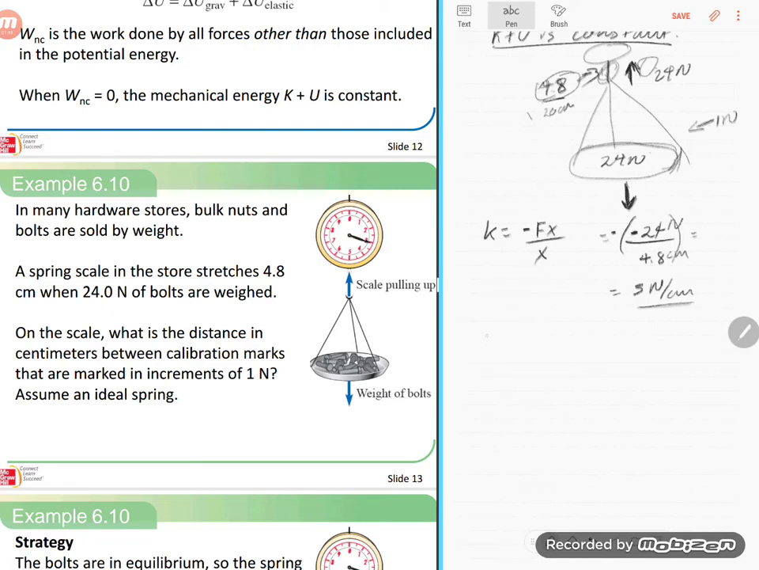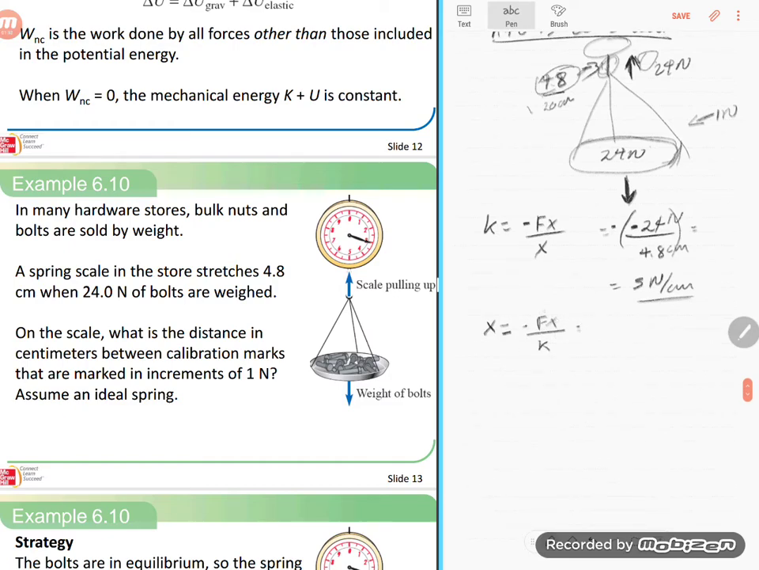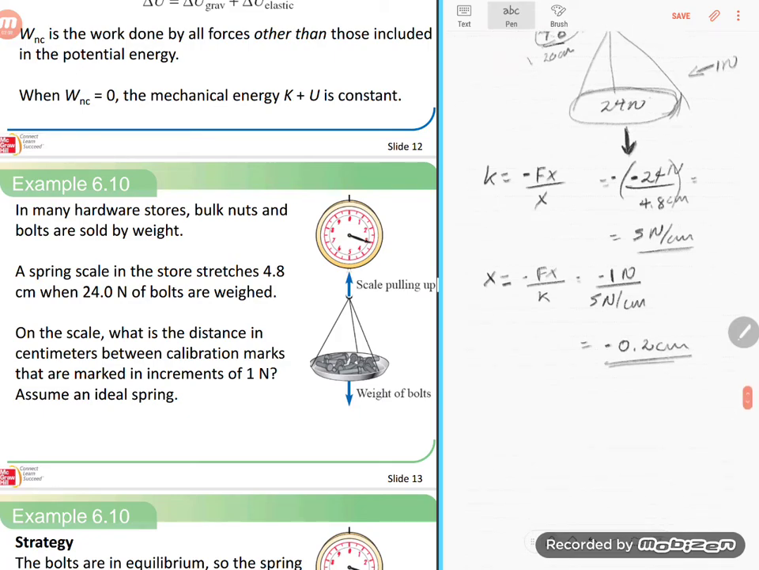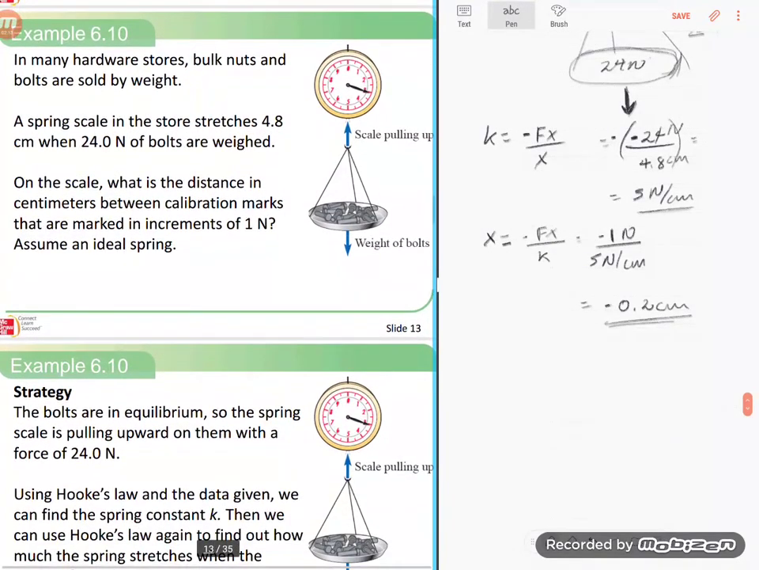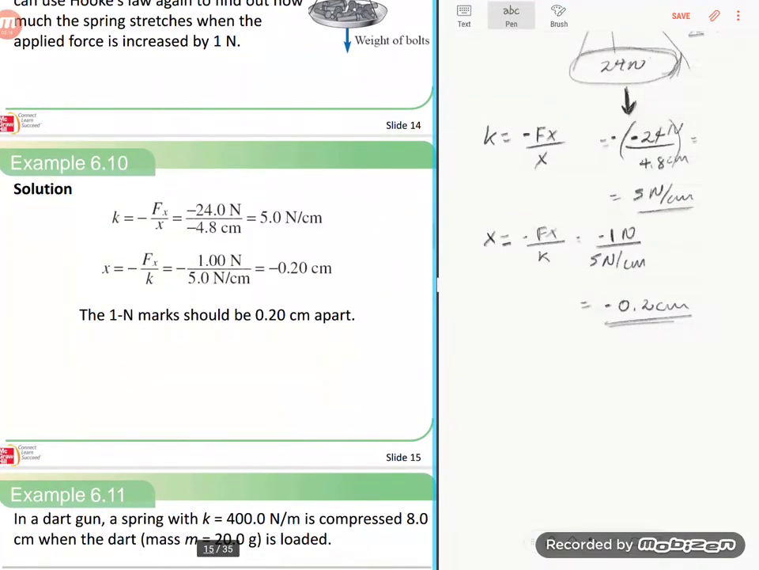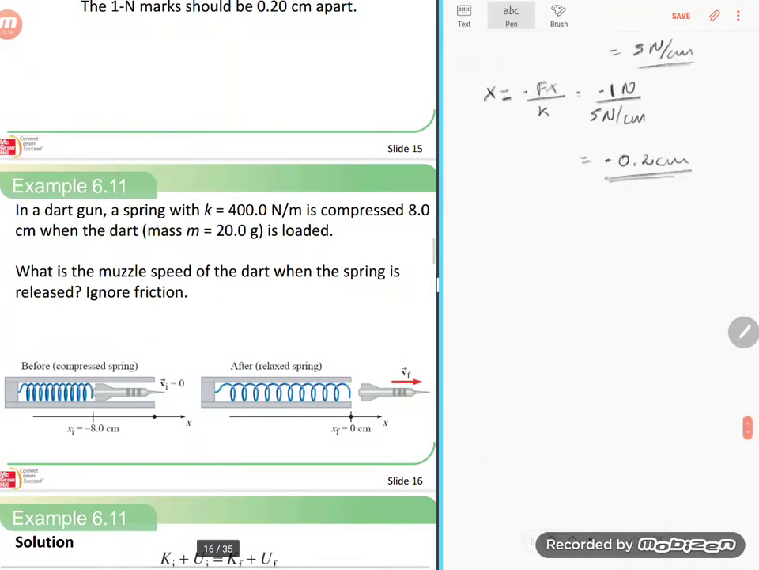So let's find x now. X is minus Fx over k, right? So Fx is now 1, so we have minus 1 Newton over k, which is 5 Newton per centimeter, and this will give us minus 0.2 centimeter. Which means for 1 Newton we have to add 0.2 centimeter in order to make the calibration. Okay, now let's do another example.